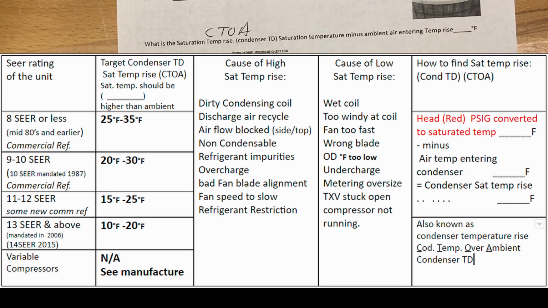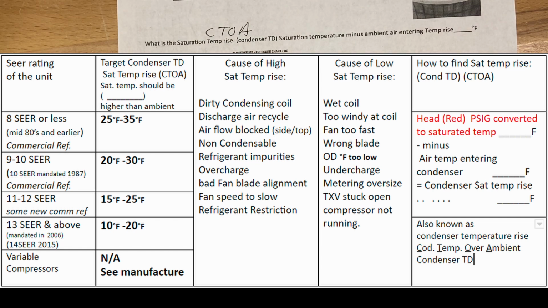Now, if we end up with a low saturated temperature rise, let's say we want 10 to 20 and we only have, say, 4 or 5, we could have a wet coil. Say it just rains. You get through washing the condensing coil. These are things that can cause that. Too windy at the coil. I've seen this on rooftop units. There's a whole lot of wind up there. It's cooling that refrigerant off too fast. The fan's too fast, so they put too fast of a fan speed in there. The wrong fan blade, so it's moving too much air. The outdoor temperature is too low, so maybe they need a low ambient kit. Maybe it's freezing outside or one of those conditions.